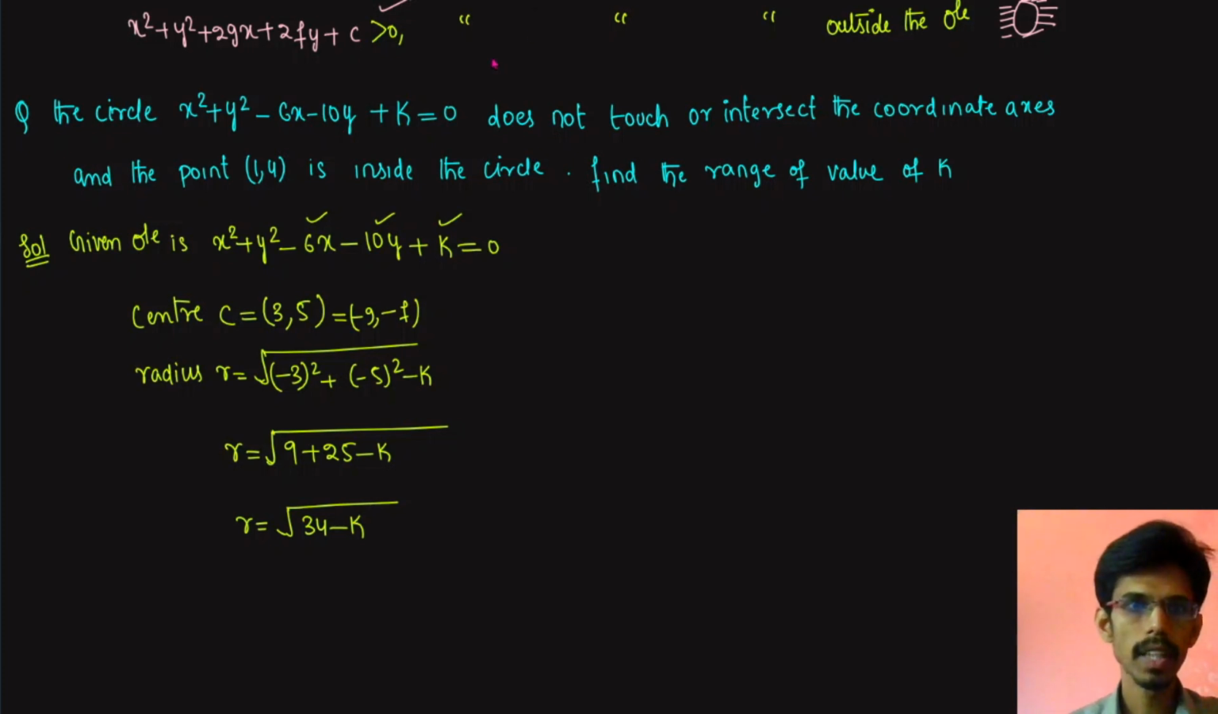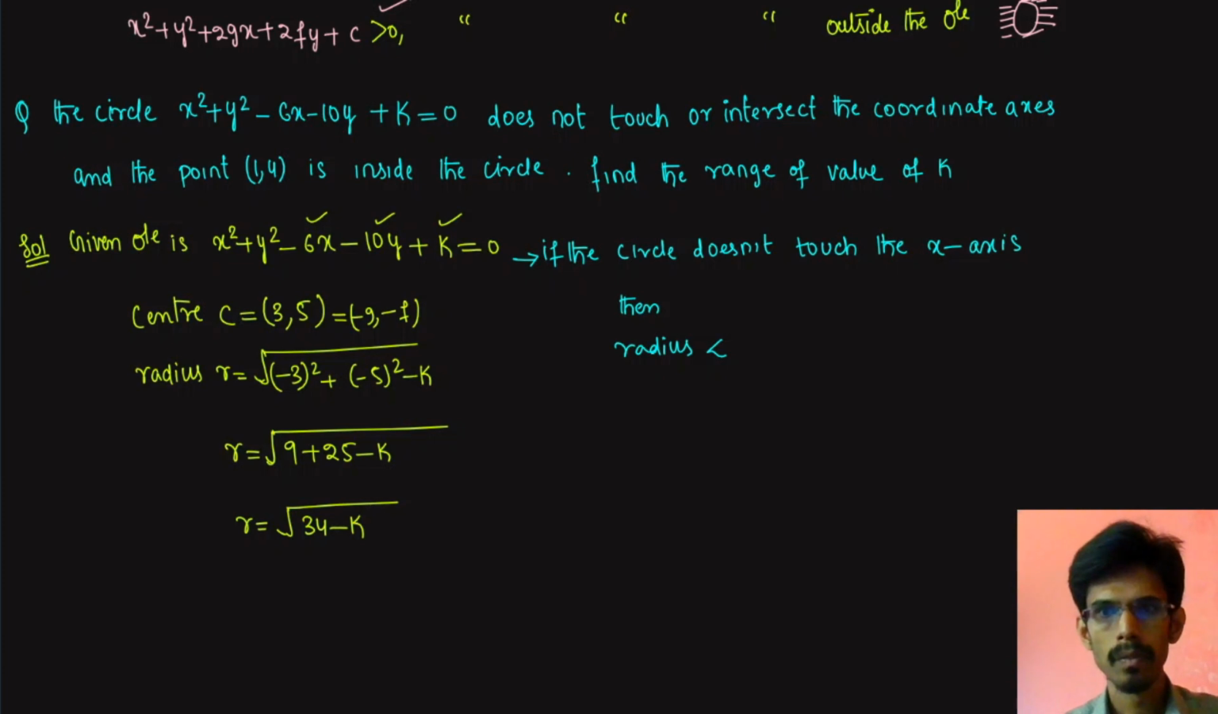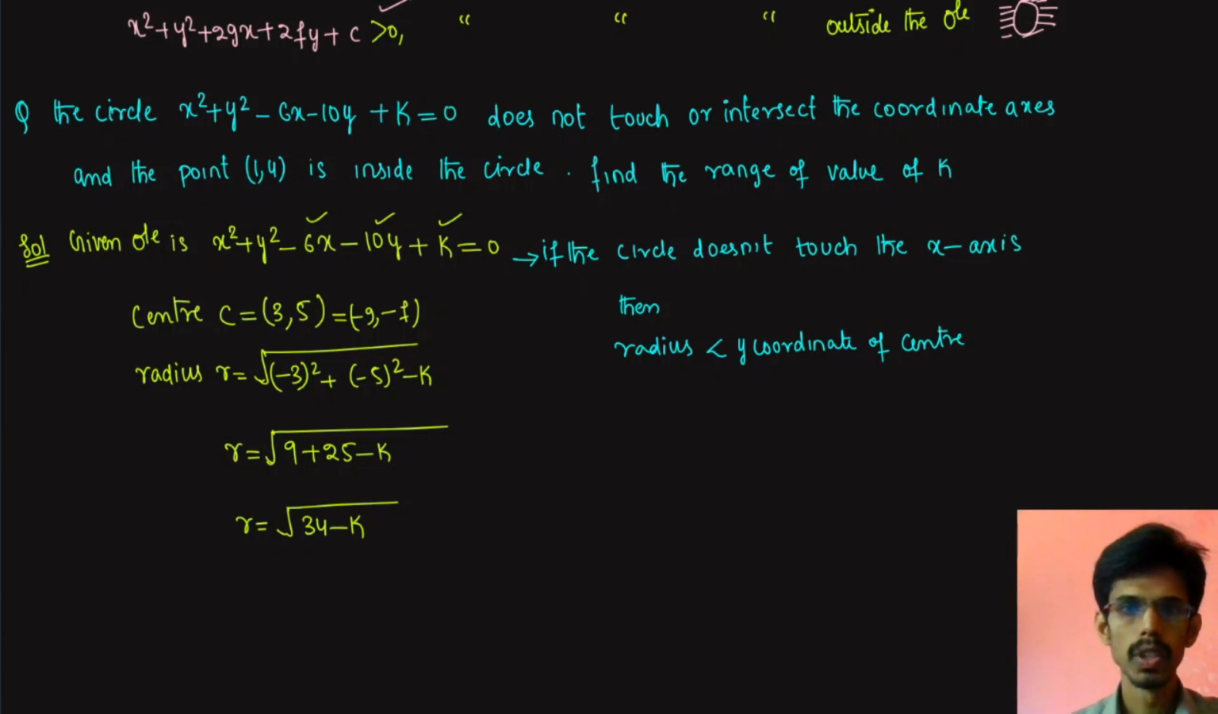Okay, now it is given that if the circle does not touch the x-axis, then the radius will be less than the y coordinate of the center. Let me show this to you.